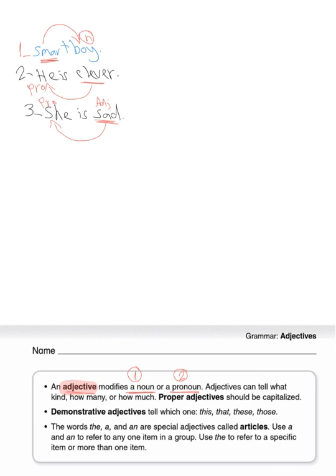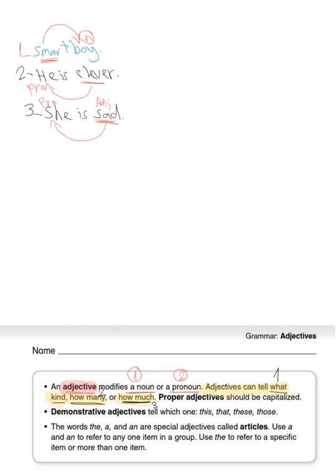Then they said, let's highlight with yellow: adjectives can tell what kind, how many, or how much. So it can answer three questions. What is the first question? The first question is what kind. This is the first question adjectives may answer. The second question is how many. Excellent. The third question is how much. Now, what kind, how many, how much? What do you mean by adjectives answer these questions?